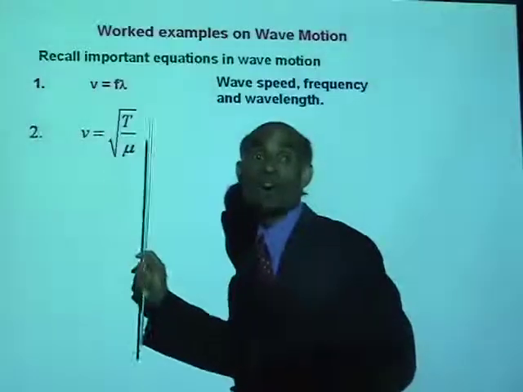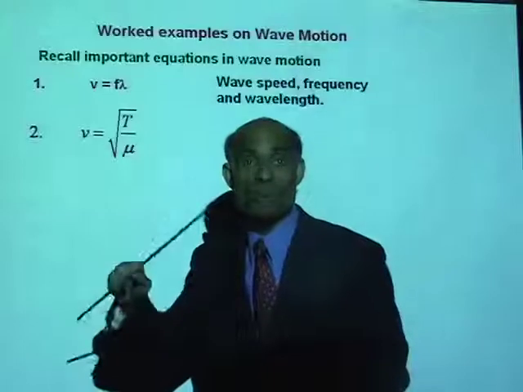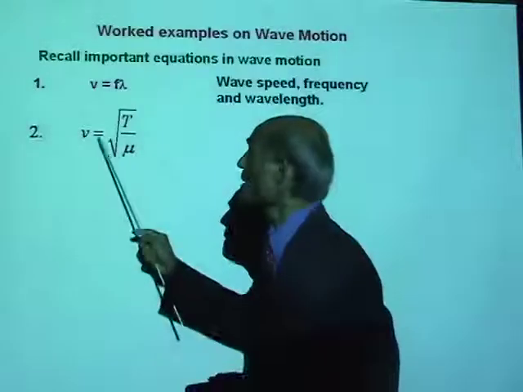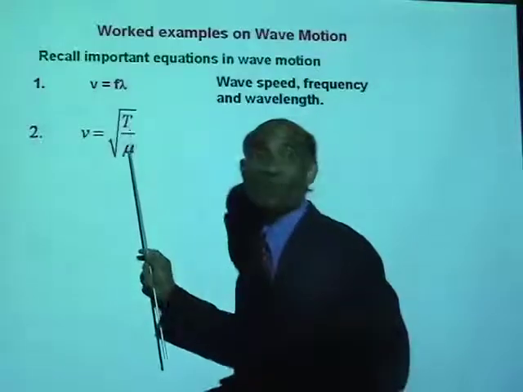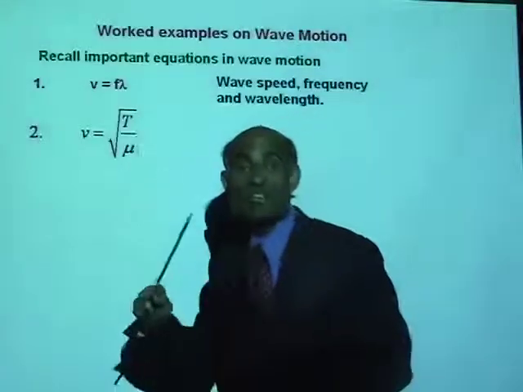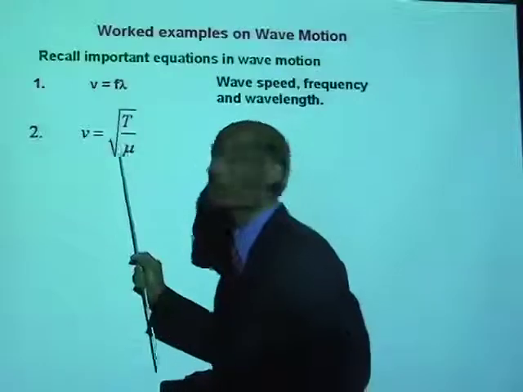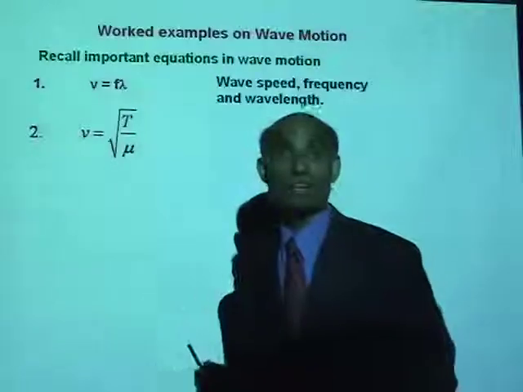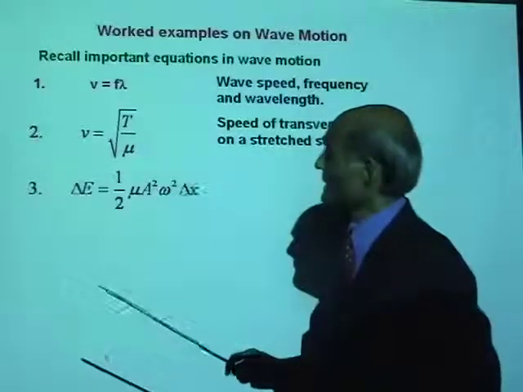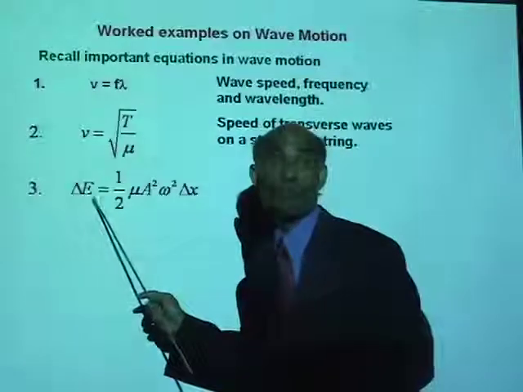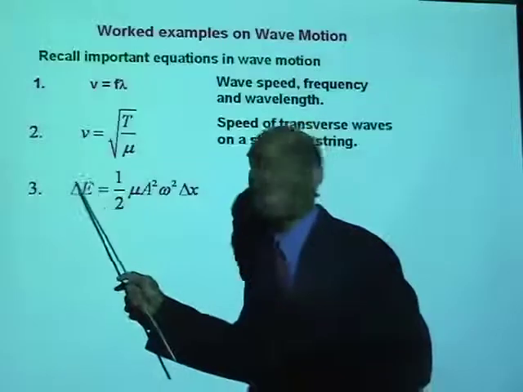The speed of transverse waves on a stretched string, v equal to square root of T over mu. T is the tension on the string, mu is the mass per unit length. Alright? The third formula we developed was for the energy.